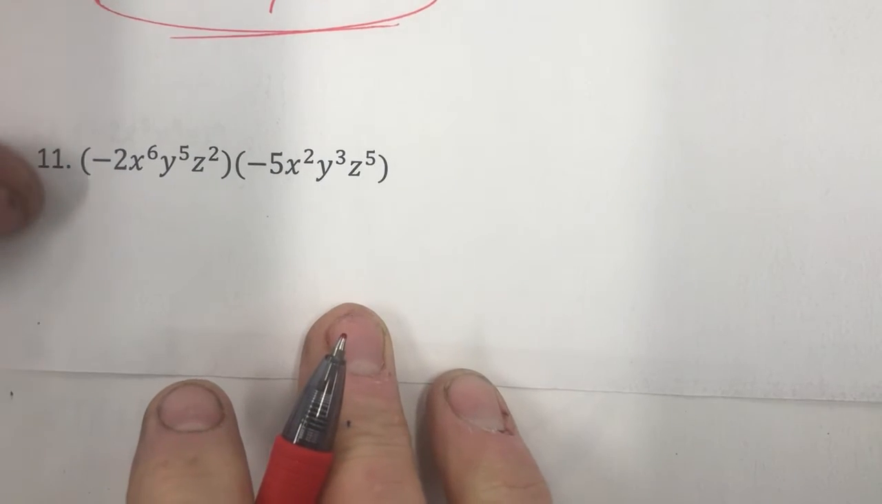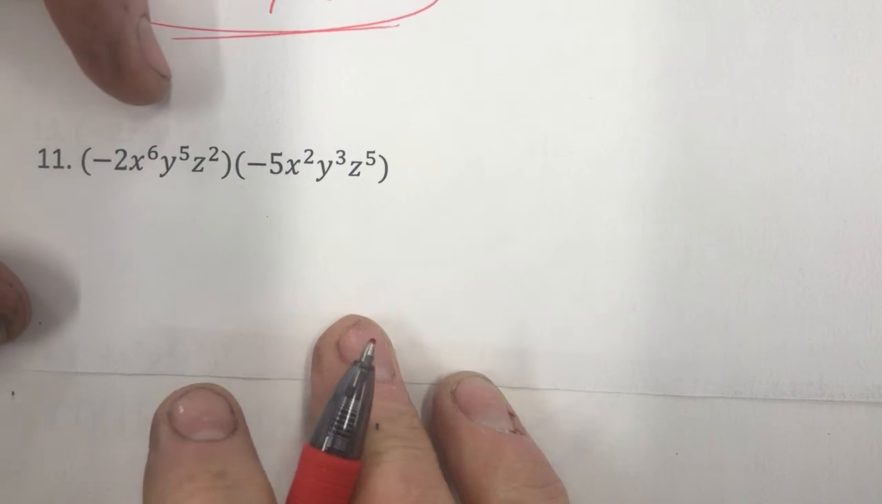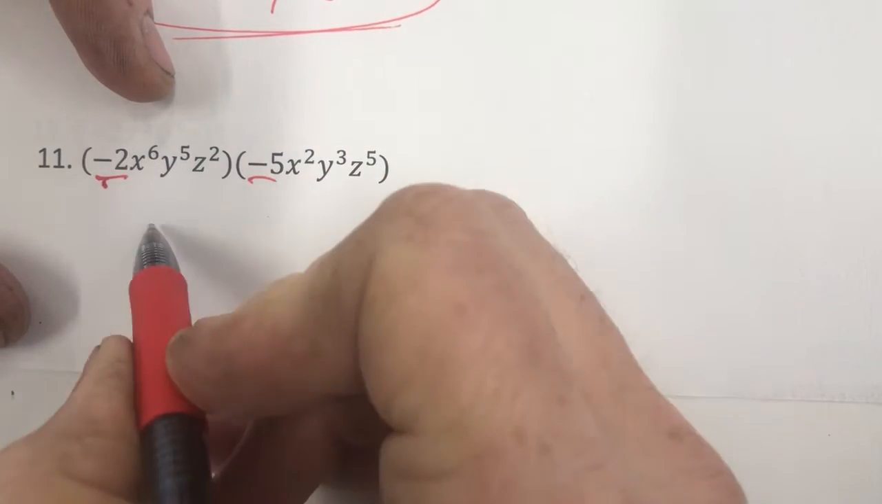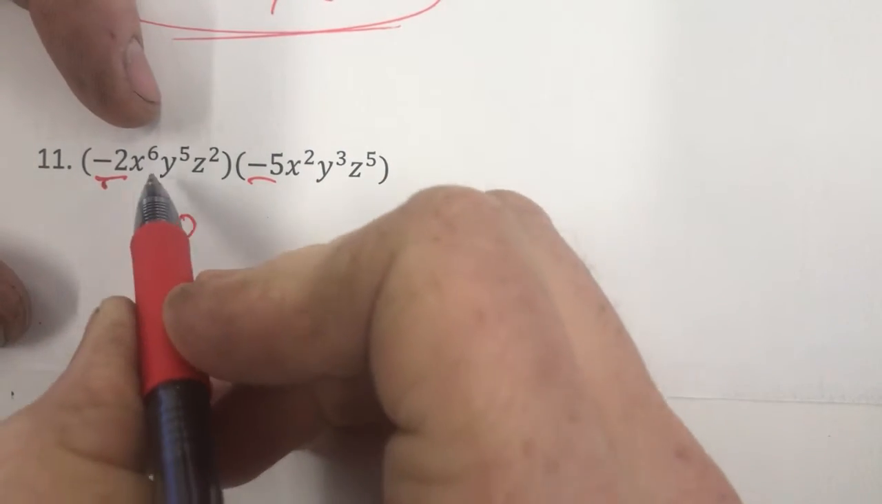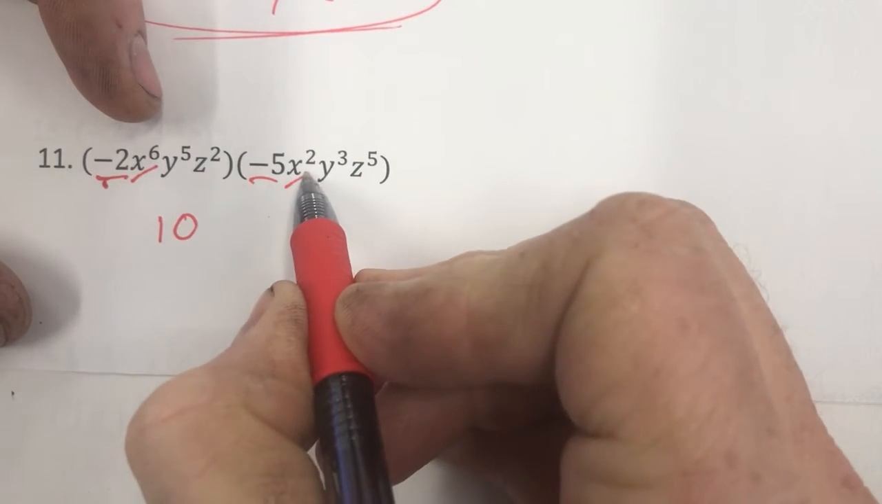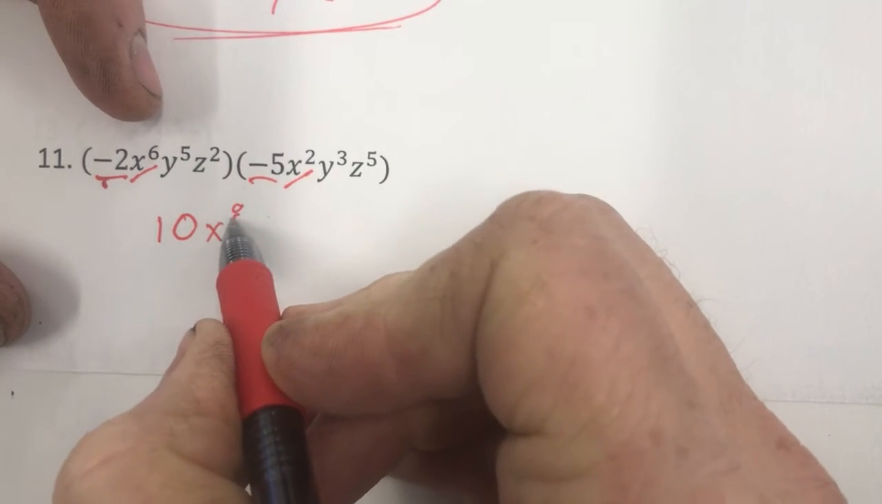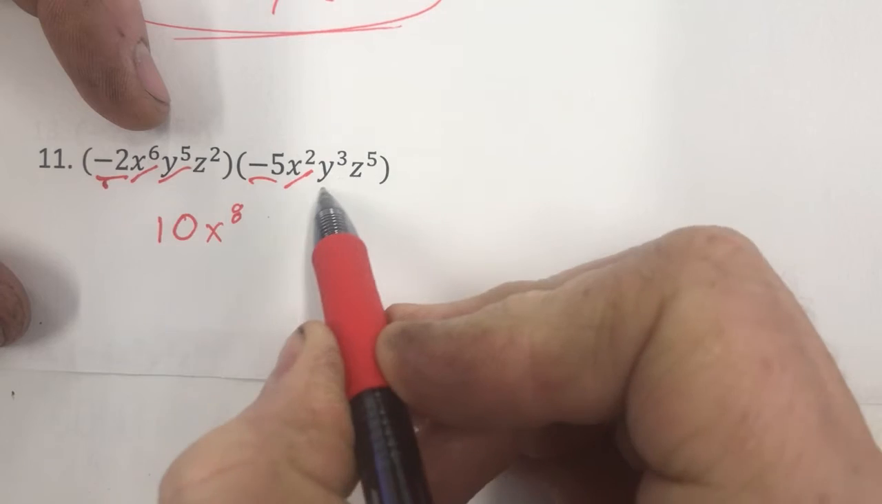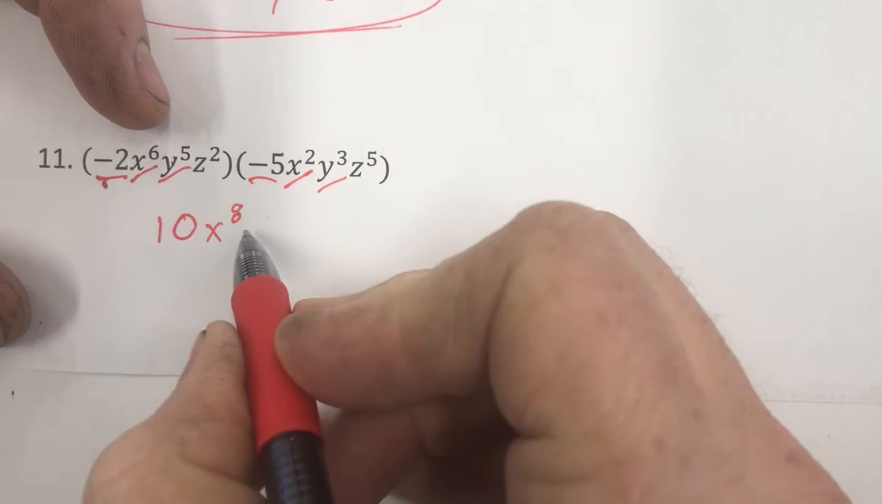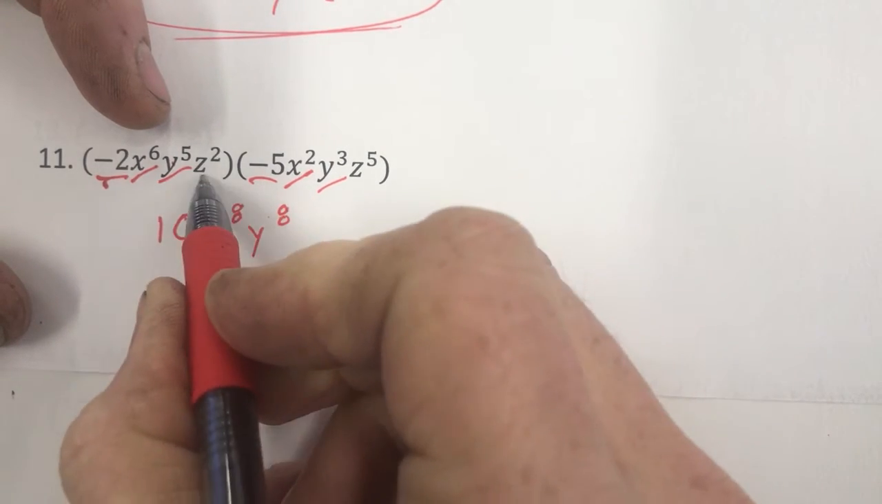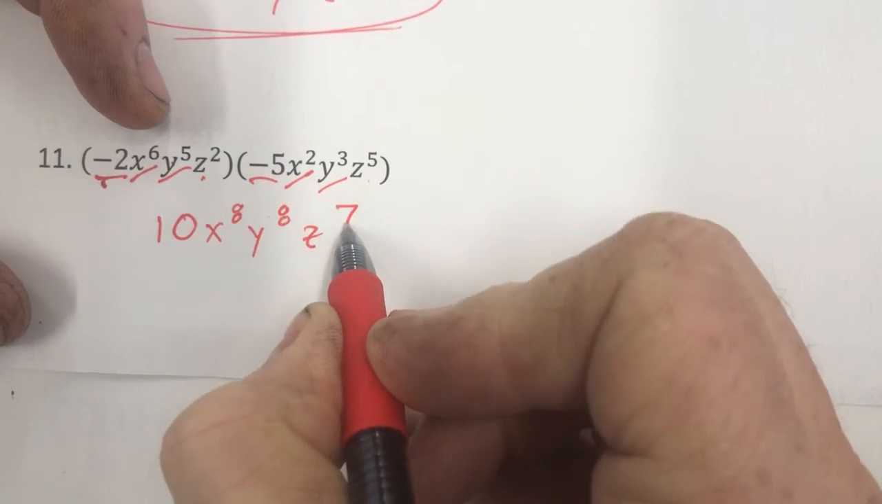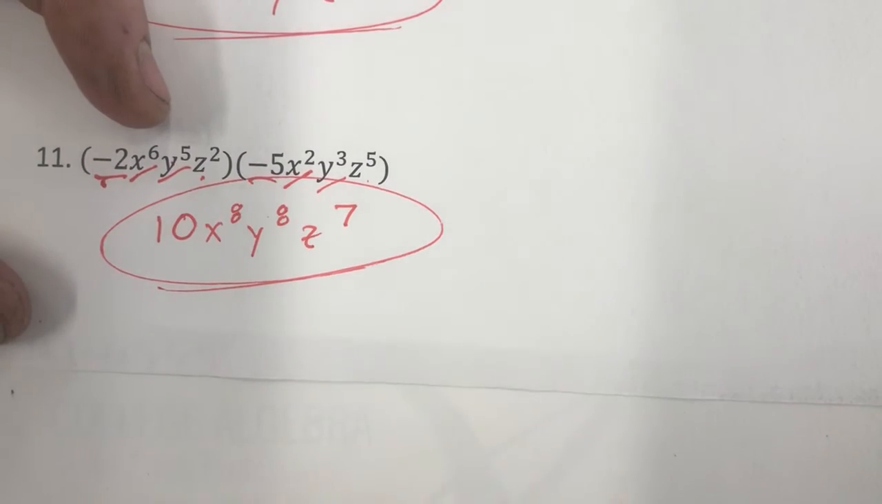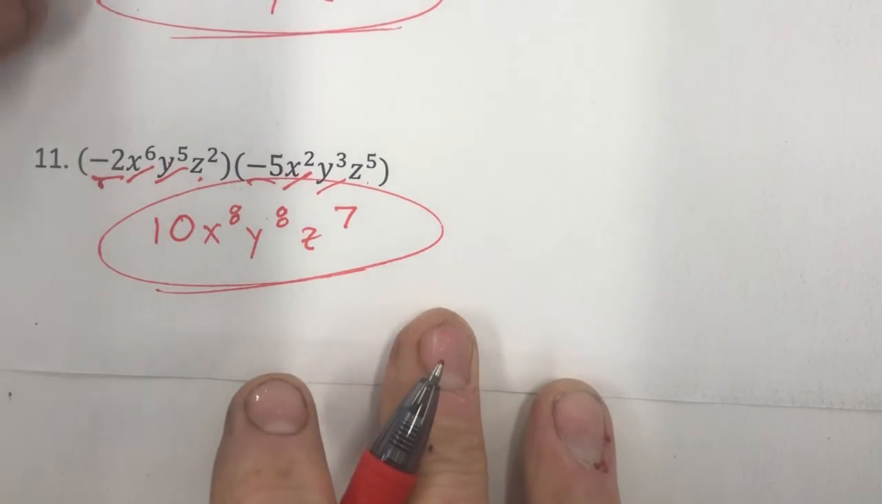Number 11. Negative 2 times negative 5 is a positive 10. x to the 6 times x to the second, 6 plus 2 would be 8. y to the fifth times y to the third, 5 plus 3 is 8. And then z squared times z to the 5th, that'd be z to the 7. There you go.